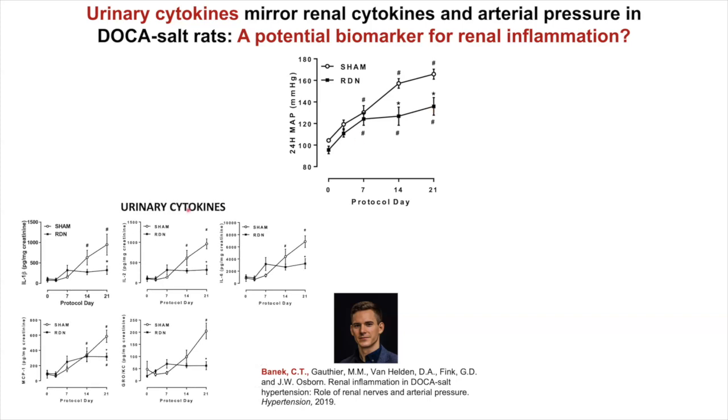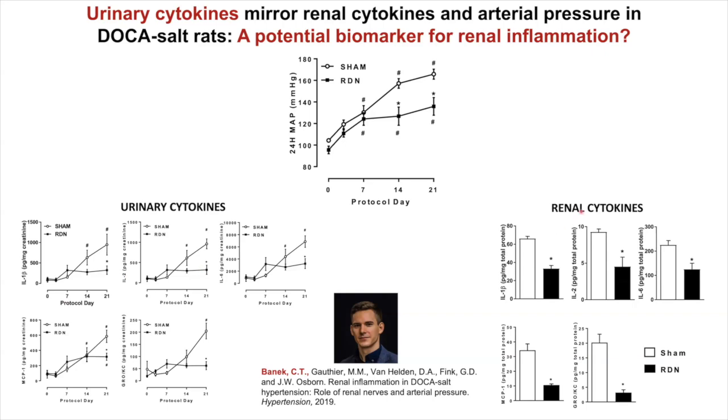But then Chris also collected urine and measured cytokines in the urine of these animals at, it looked like, 3, 7, 14, and 21 days of the protocol. And what you can see for a variety of these, IL-1 beta, IL-2, IL-6, the cytokines in the urine mirror the blood pressure. That's number one. So here are the animals that had intact renal nerves. Denervating the kidney prevented the inflammation and the cytokines showing up in the urine.